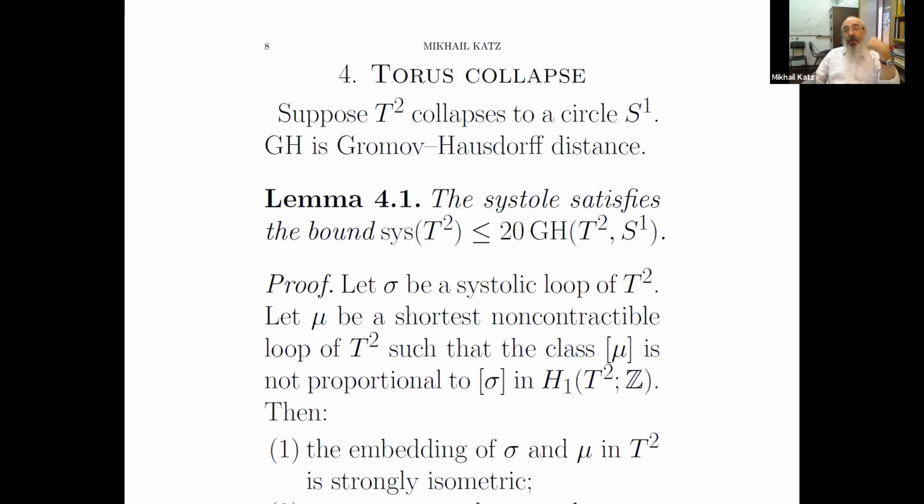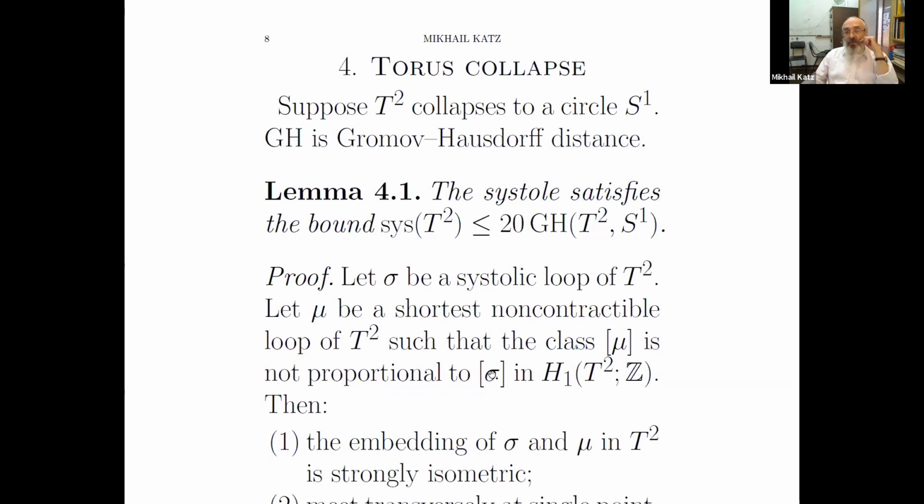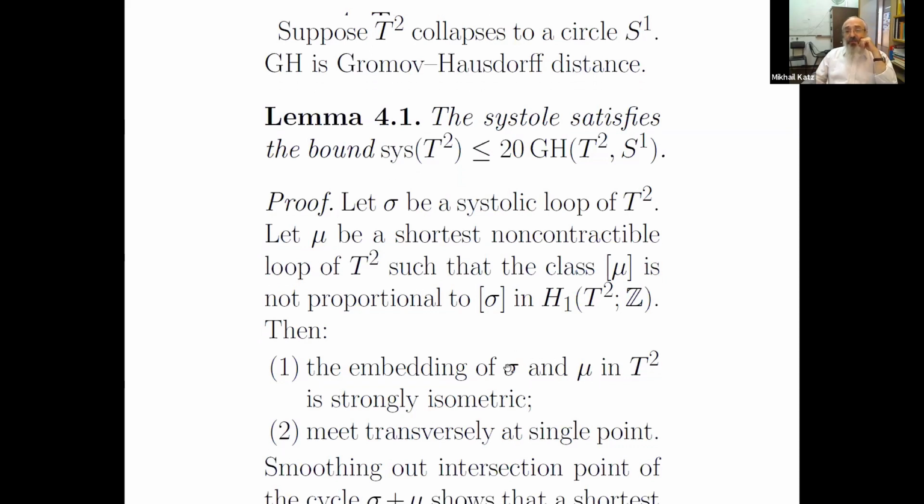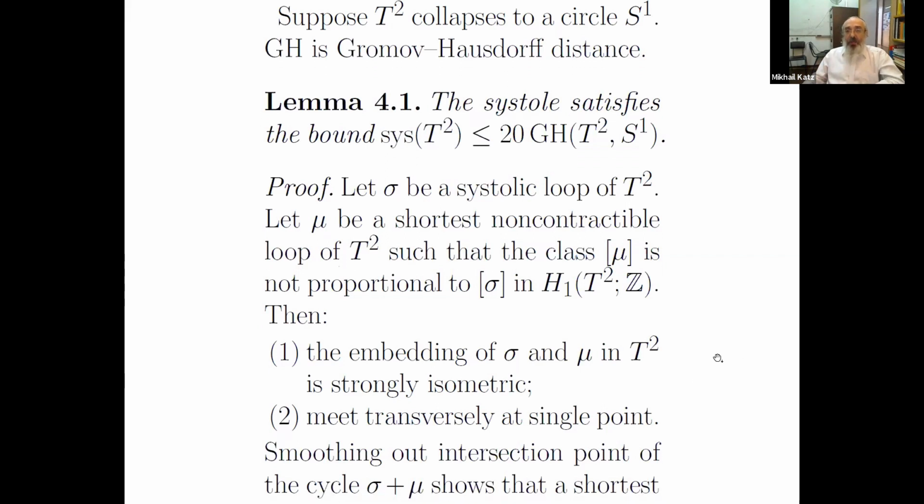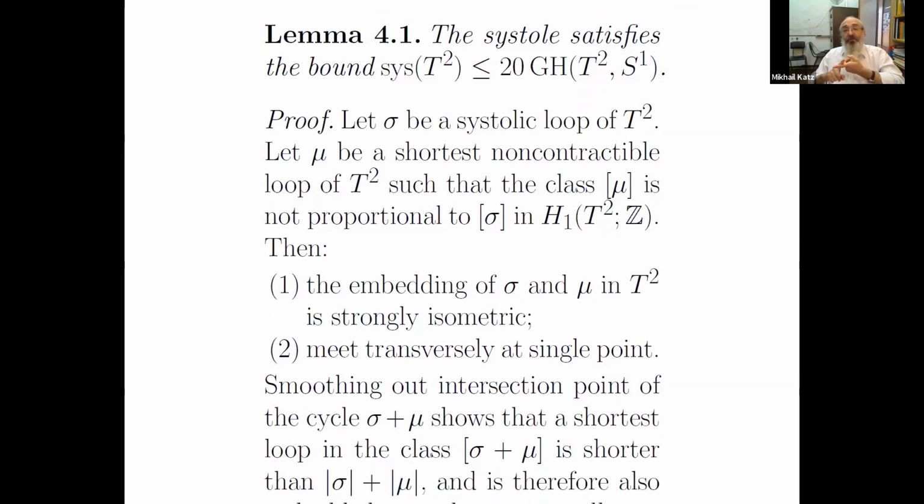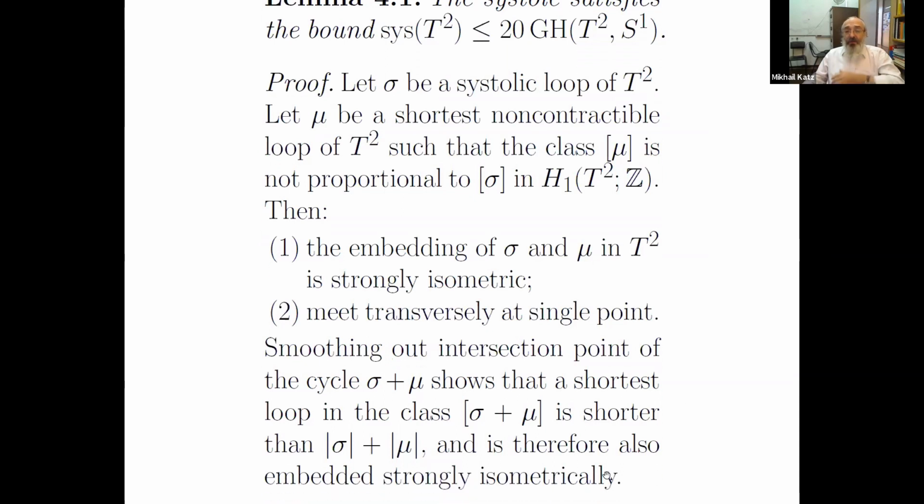Now we choose a complementary loop mu, which is the shortest non-contractible loop in the torus which is not proportional to the class of sigma. So we choose a basis. Both embeddings are strongly isometric. That's easy to show. Not just sigma, but also mu is strongly isometrically embedded in T2, because if it's not, it would be shortened. It's a simple argument. They also meet transversely at a single point. By trivial intersection theory, they have to meet, and they have to meet transversely. Smoothing out the intersection point shows that for the homology class of their sum, you can choose a shorter representative. Therefore, the shortest representative in that class also has to be embedded strongly isometrically, one could show.